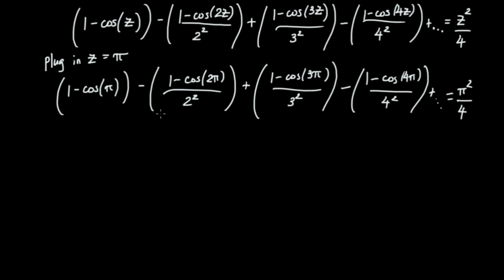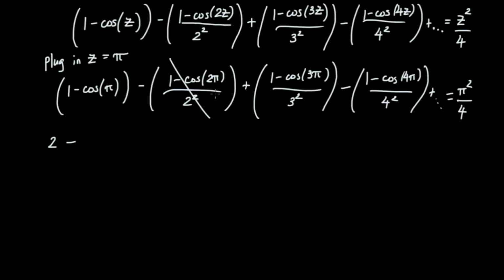Now let's observe what's going on with these cosines here. What's cosine pi? That's minus 1. So here I have 1 minus minus 1. So I'm going to have 2. Then I'm going to have minus. And now what's 1 minus cosine 2 pi? Well, cosine 2 pi is 1. So I just get 1 minus 1, which is 0, which means this whole term vanishes.